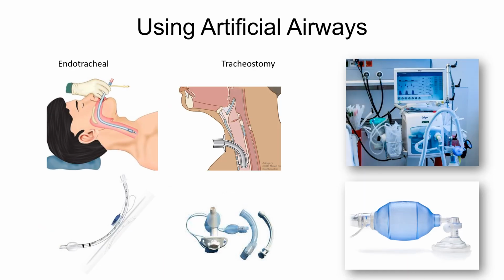Then we have endotracheal tubes and tracheostomy tubes. You can see here, these go all the way down to the trachea, a big difference. And this one, you can either hook up to a ventilator or you can also use the ambu bag, okay?